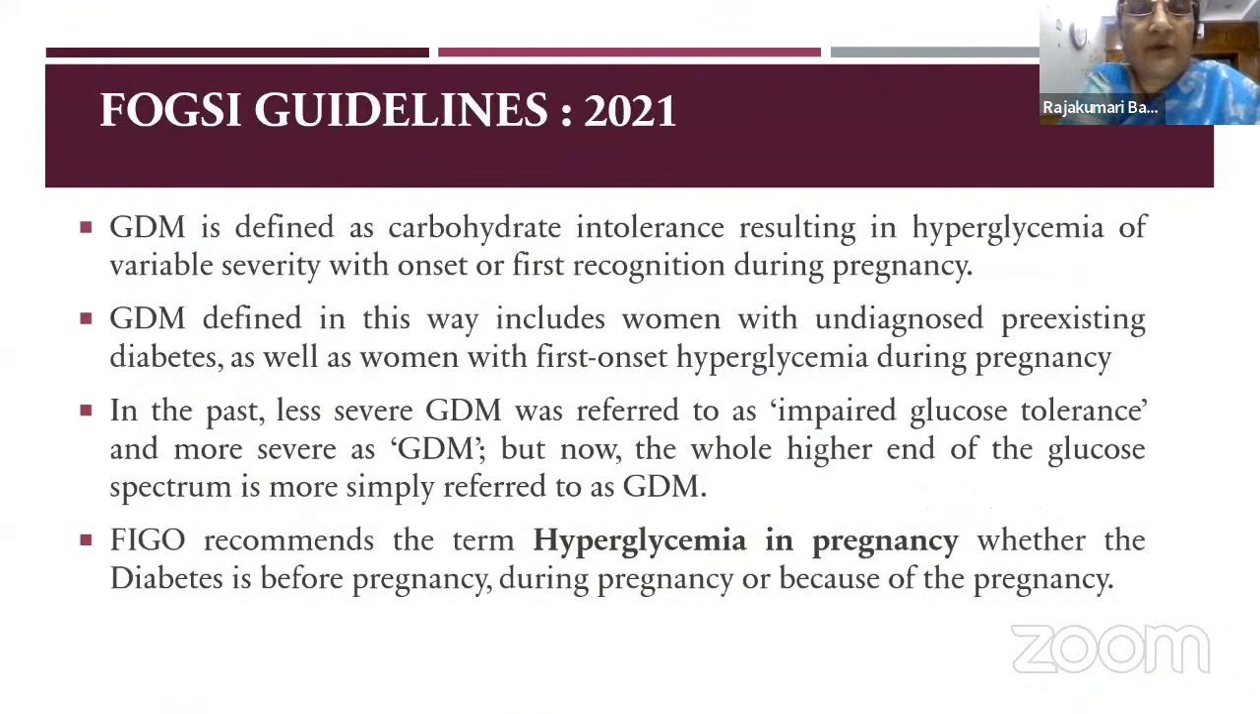GDM is defined as carbohydrate intolerance resulting in hyperglycemia of variable severity, which is detected after the first trimester of pregnancy and not related to overt diabetes. It cannot exclude the possibility of glucose intolerance developing concomitantly with pregnancy. According to FIGO, it recommends the term hyperglycemia in pregnancy.